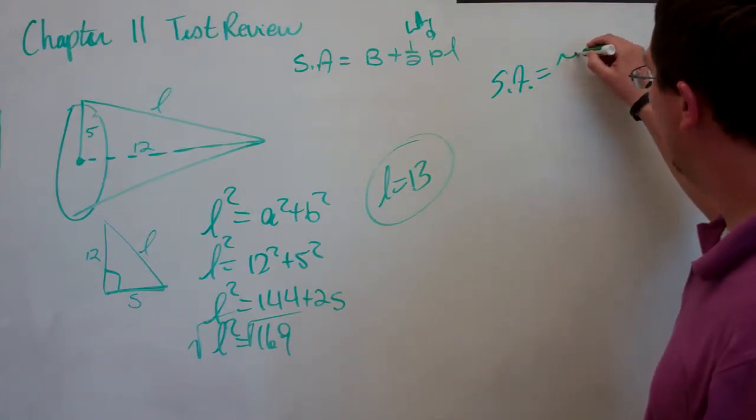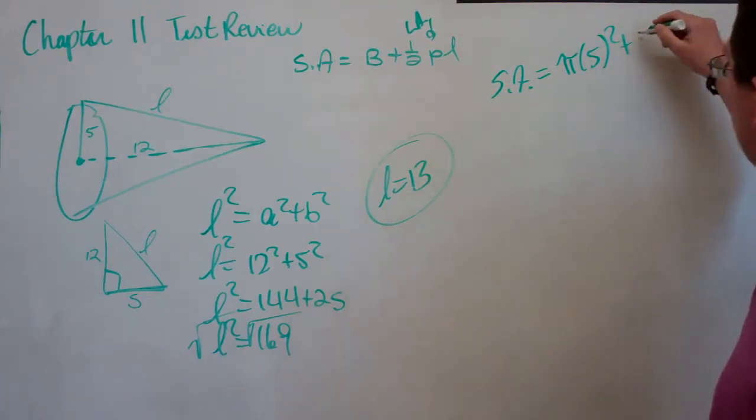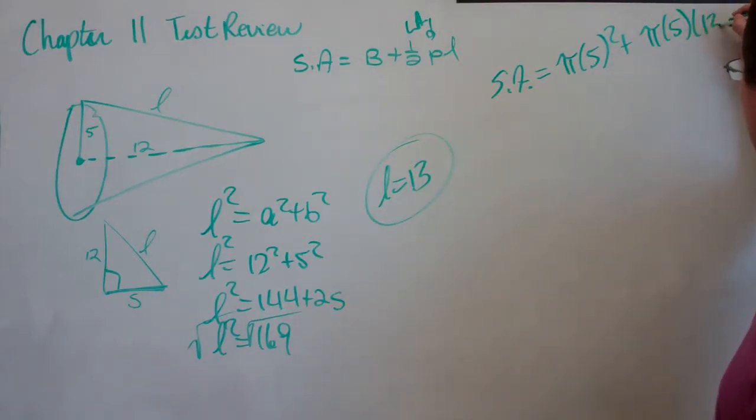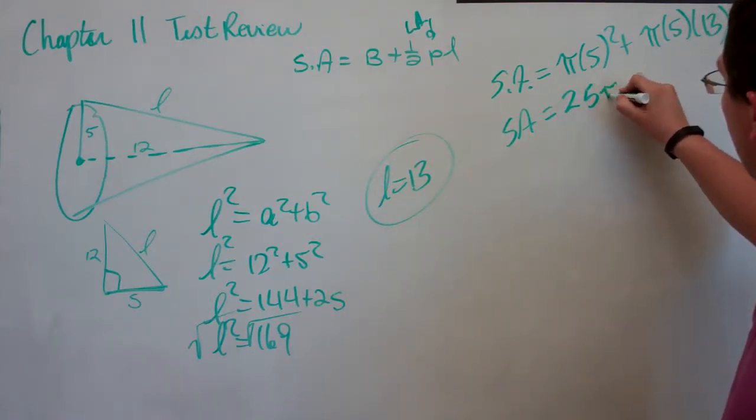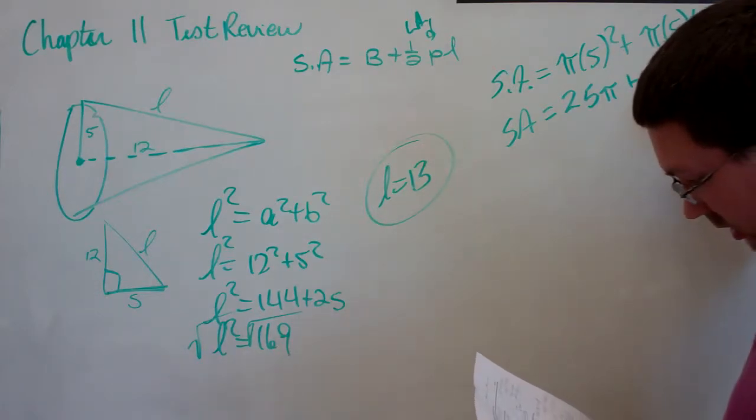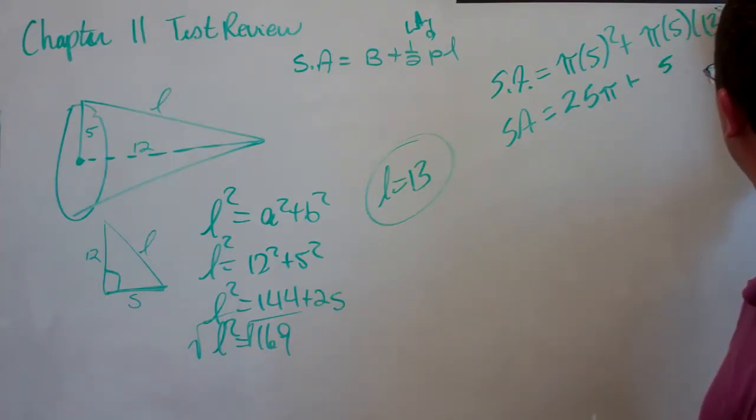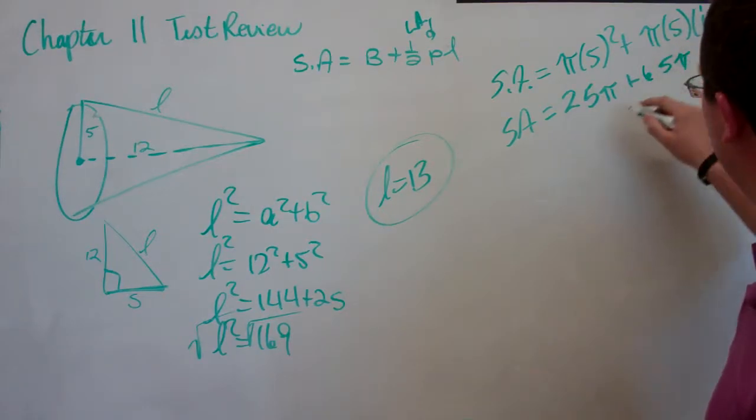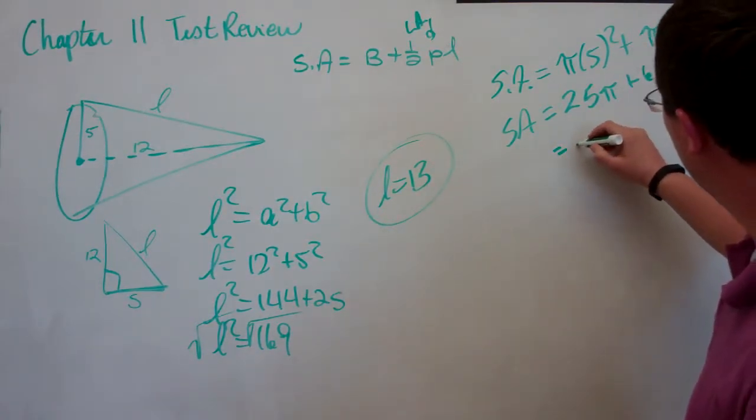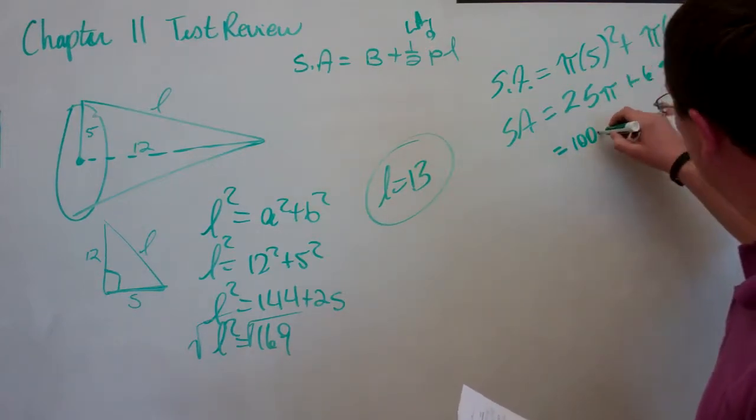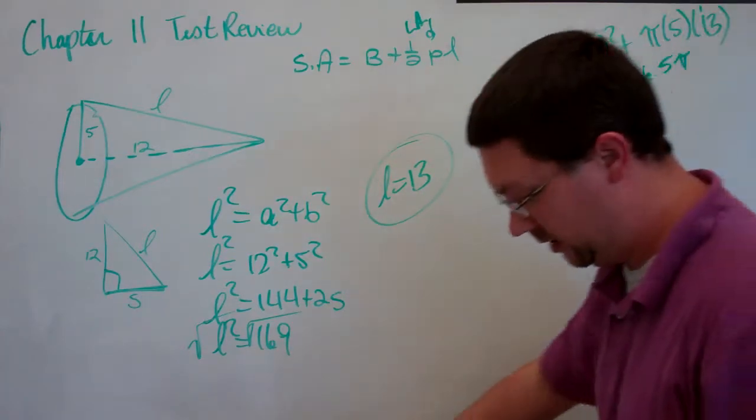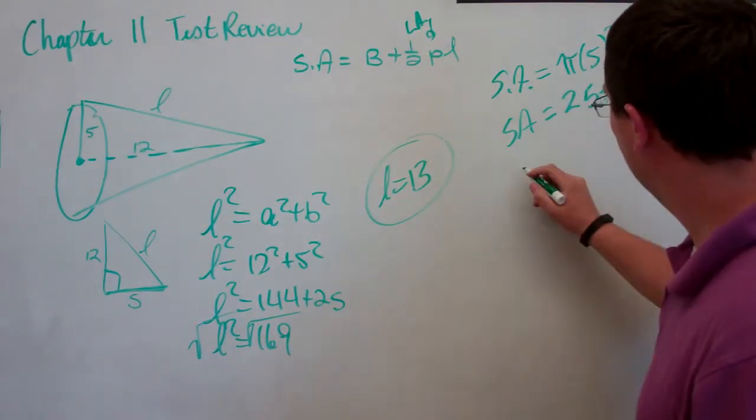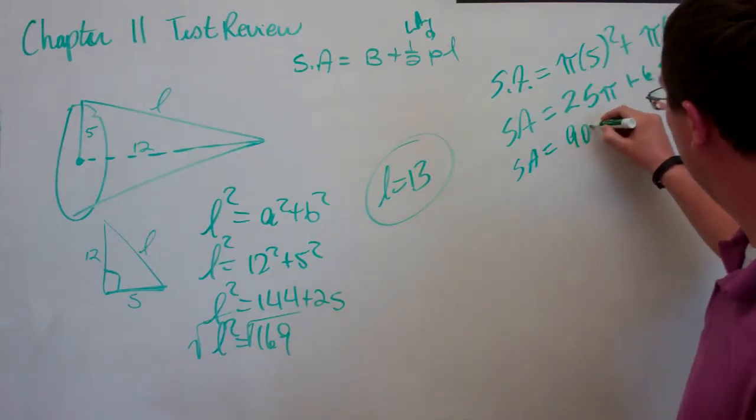Surface area equals pi r squared plus pi r L. So surface area is 25 pi plus 5 times 13, which is 65 pi. So altogether that equals 100 pi. No, it's 90 pi, not 100 pi. What am I doing? I'm thinking of a different problem. Sorry about that. This will give you 90 pi.